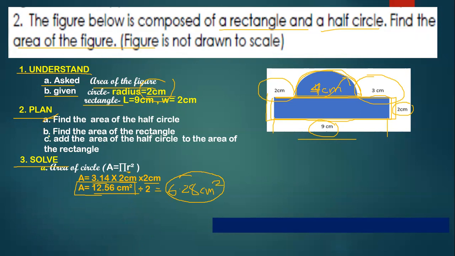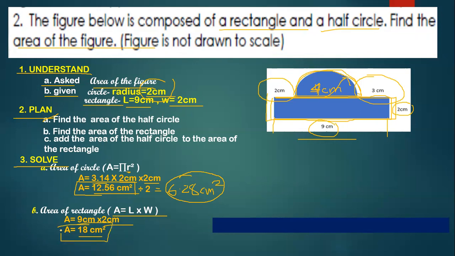We have to find the area of the rectangle. Okay, area of rectangle is just equals to length times width. Okay, tingnan natin ang given. Merong length, merong width. Okay, replace the values lang. Area is equals to 9 cm times 2 cm. Multiply. That is just 18. So 9 times 2, that is 18 square centimeters.